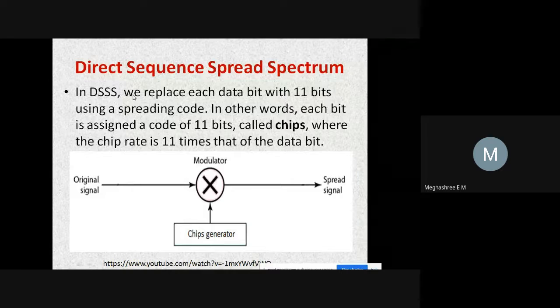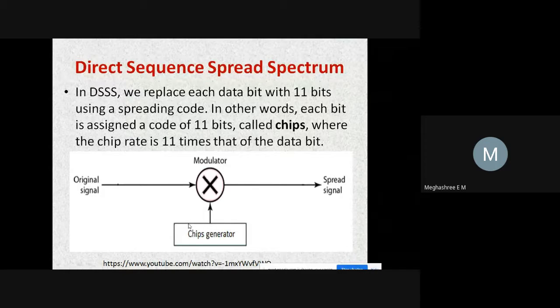For example, see here, we replace each data bit in the input data, here 1 bit, with n bits. Why am I doing so? Because I have to expand the bandwidth, which is nothing but the spreading code here. In other words, you can say each bit is assigned a code of 11 bits. So this we call chips here, where the chip rate is 11 times that of the input data bit.